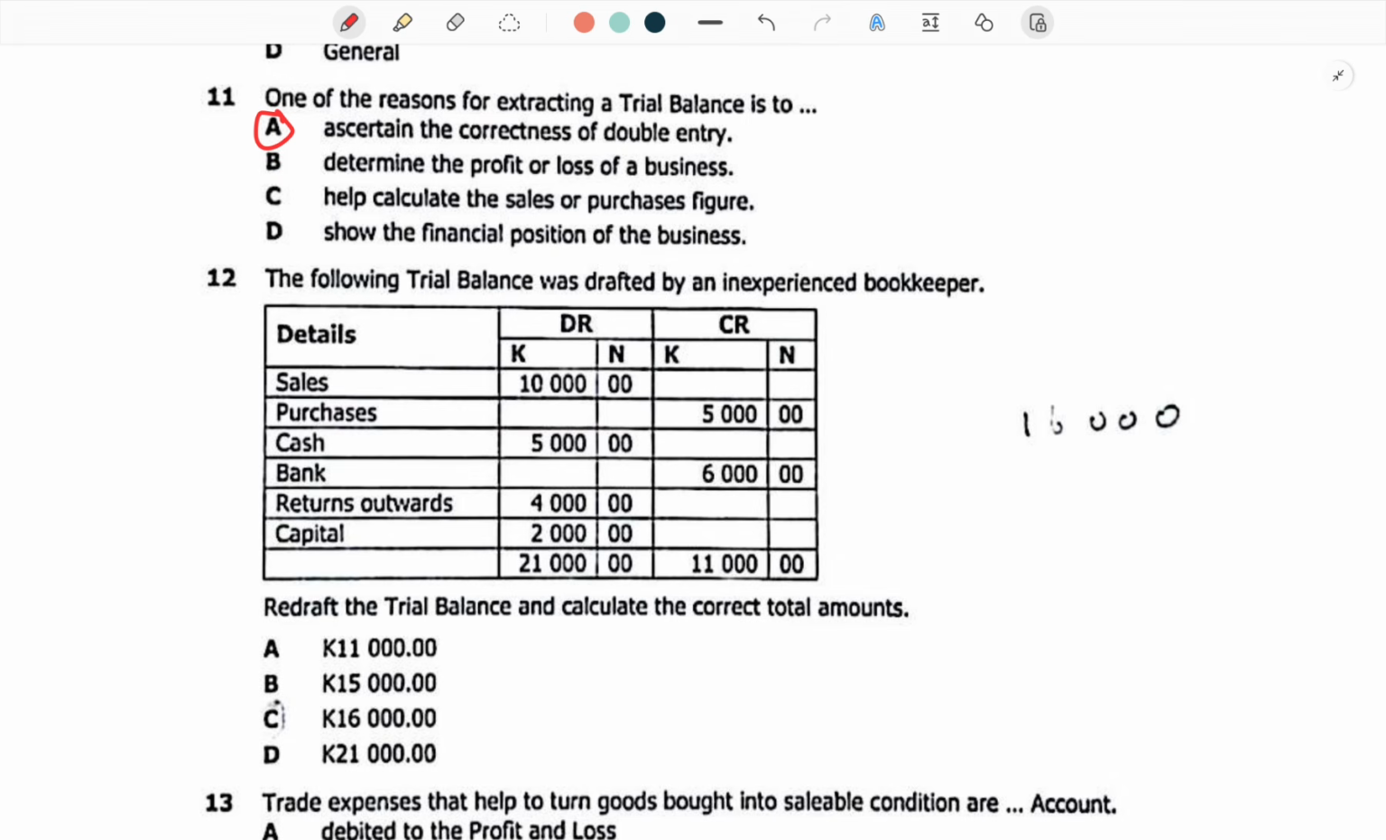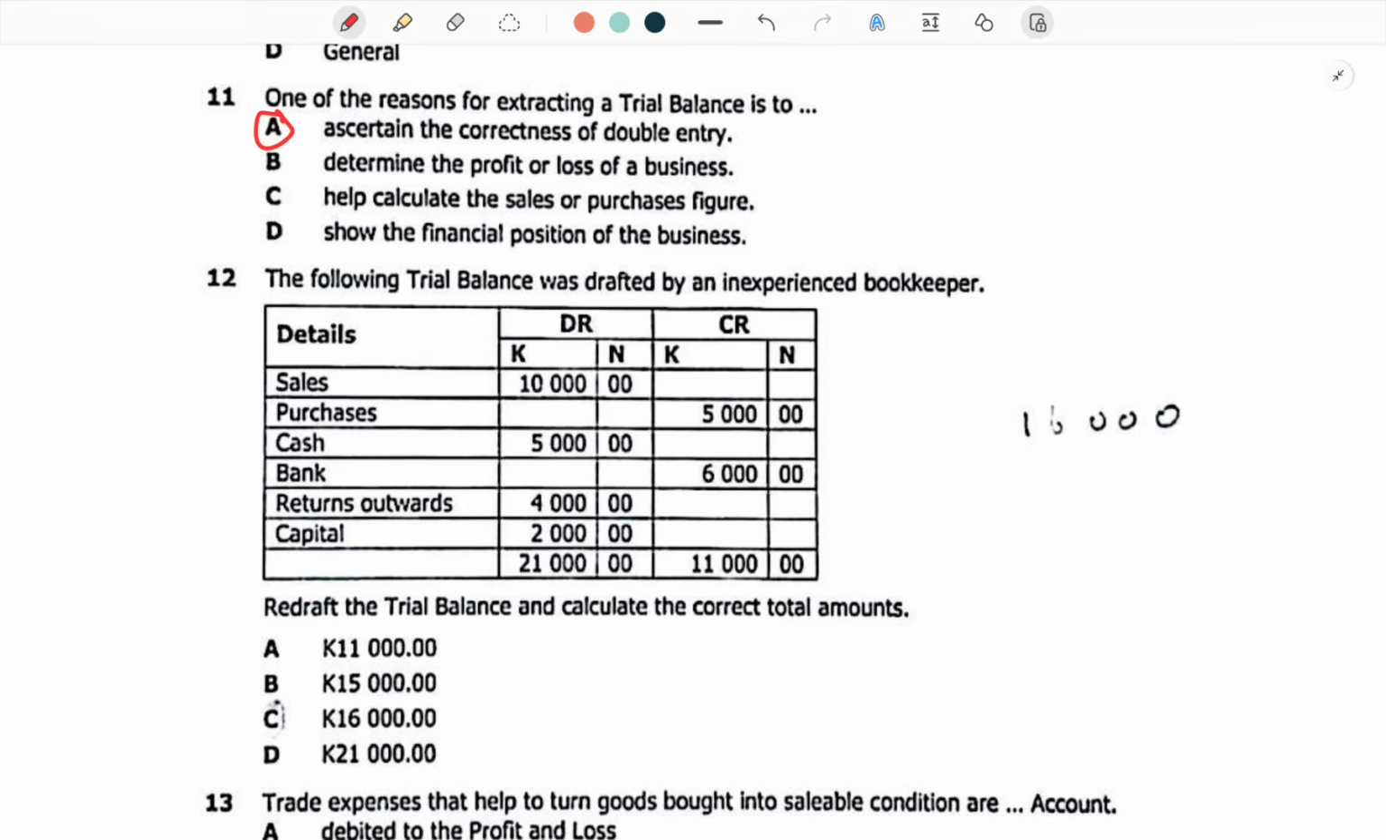The following trial balance was drafted by an experienced bookkeeper. Redraft the trial balance and calculate the correct total amounts. Okay, so let's check details. We have debit, then we have credit. So we're going to start with sales.